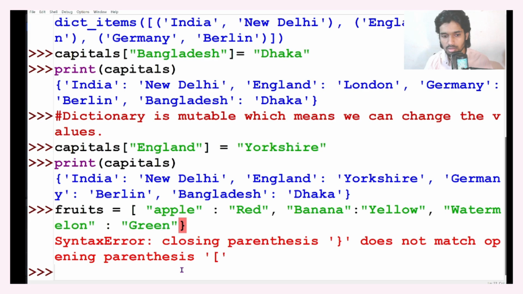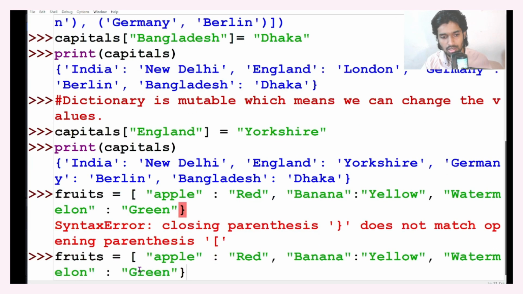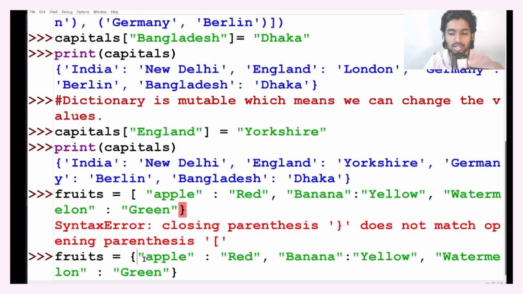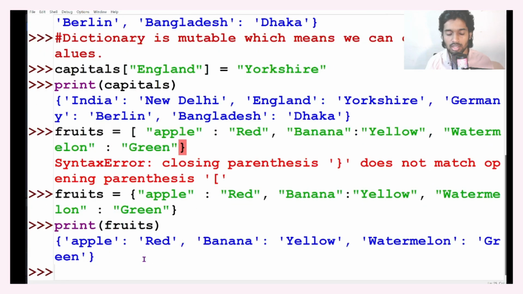Watermelon green does not match. Okay, I used the list format here. If you can see, I can use the square brackets format, so I need to fix it. I should use the flavor bracket notation here. So if I enter and if I print fruits, then I'll get the dictionary that I created.